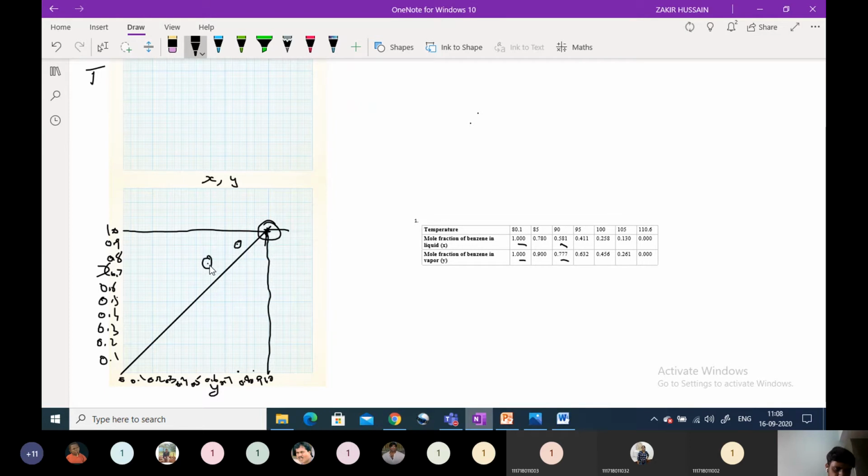It will come around here. Okay, take your physical graph paper and then try to draw this one. So next point is 0.411 and 0.632. So it will come around here. And next point is 0.258, 0.456. This one will come at 0.25 and 0.45. So it will come around this region.